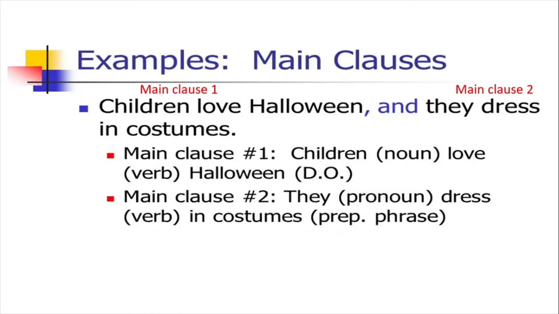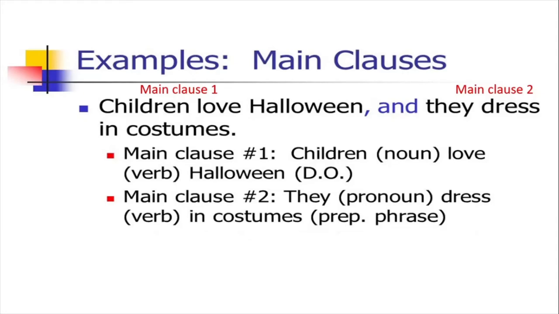Dress is the verb, and in costumes is the phrase over here. But the main thing is, in both parts of the sentence, where we have two main clauses, both main clauses have a subject. That is, children is the subject in one, and the pronoun they is the subject in the second. In the first one, love is the verb, and in the second one, dress is the verb.